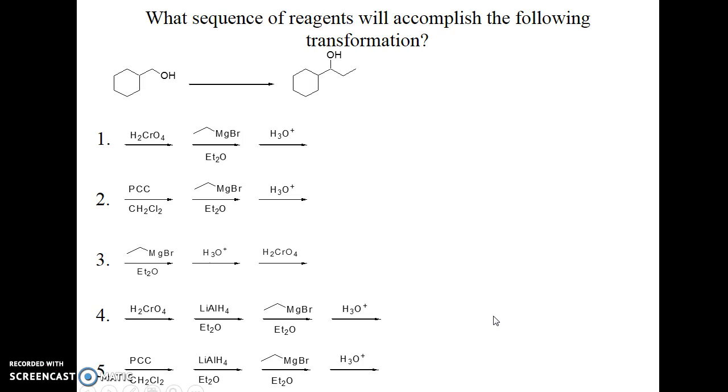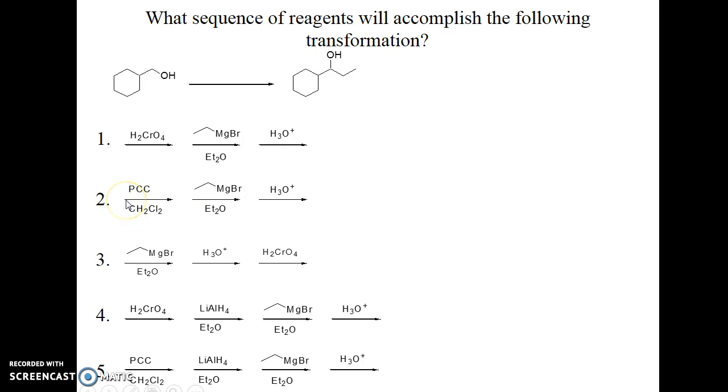What sequence of reagents would give this? Well, let's just test them all out. Chromic acid would take this down to a carboxylic acid. If I treat with the Grignard reagent, the Grignard would deprotonate the carboxylic acid, because remember, acids are protic, and so you would end up with cyclohexane carboxylic acid. You would not have this.